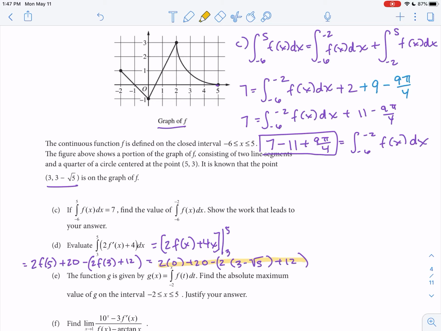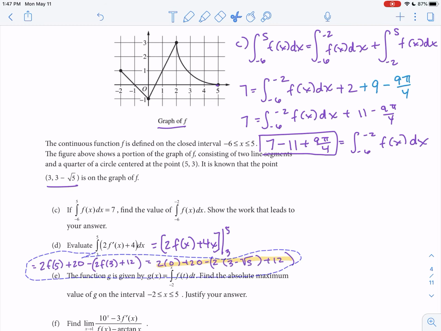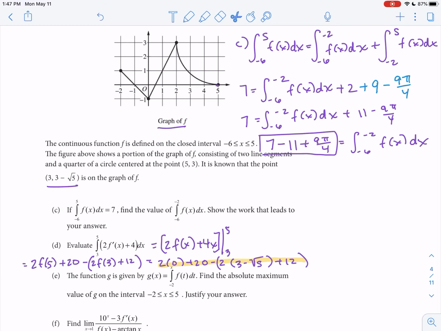Alrighty? Okay, make this a little smaller. No, that didn't work.